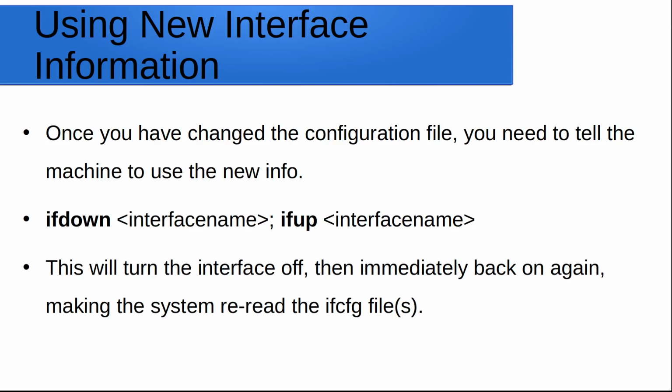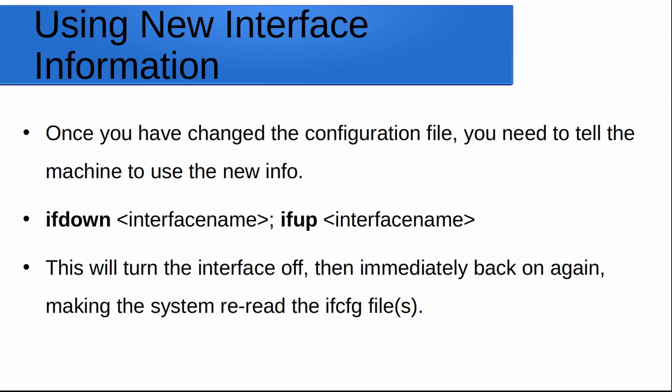Once you've changed the config file, just like when you configure a service, you have to tell the server to use the new information in the file because it's changed. So you bring the interface down. You're going to need sudo for this. Sudo ifdown, and then the interface name. You can stick this on one line, semicolon, sudo ifup, and then the interface name.